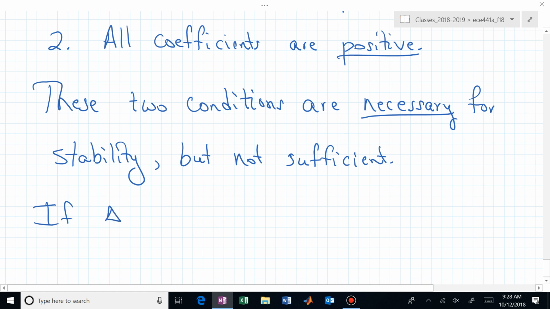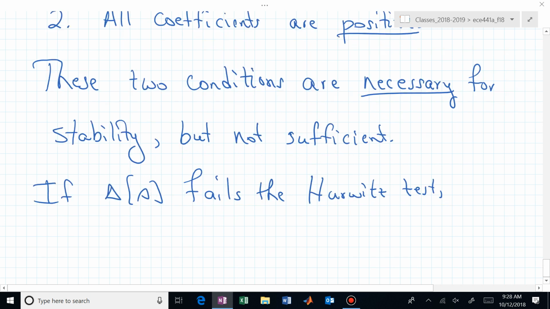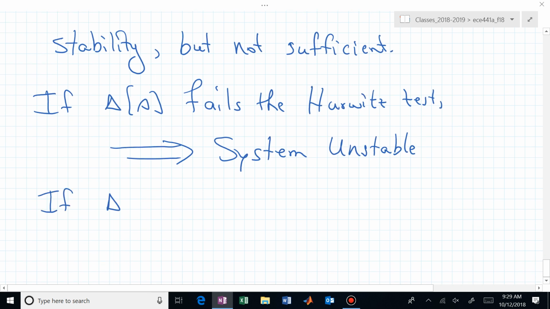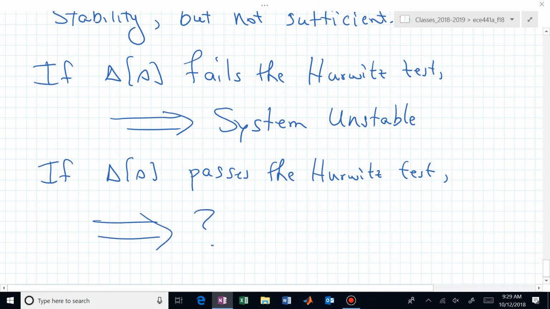Meaning, if this polynomial, delta of s, fails the Hurwitz test, then we know that our polynomial has at least one root in the right half plane. The system is unstable. However, if that polynomial delta of s passes the Hurwitz test, we still have a question mark. We don't know. We need more information.